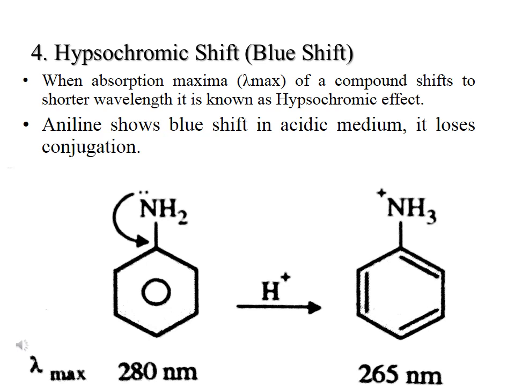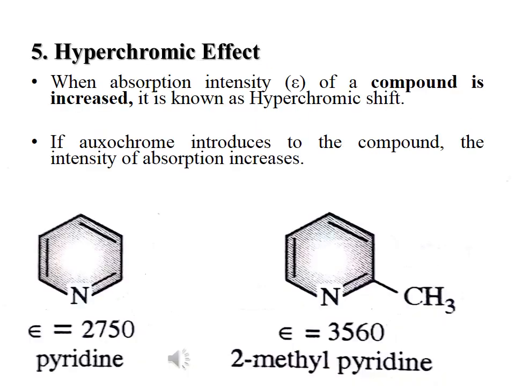is less. Earlier there was a presence of a lone pair of electrons, due to which there is a resonance in the compound, and the wavelength was 280 nanometer. But due to the addition of H plus ion, as there is anilinium ion, now there is no lone pair of electrons, less conjugation, less resonance. So due to that, the wavelength decreases, which is 265 nanometer.